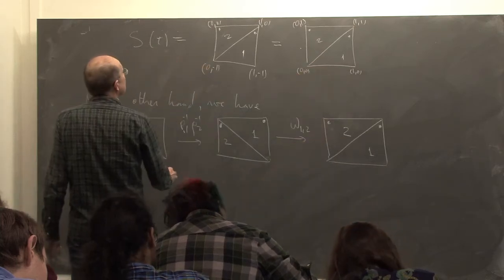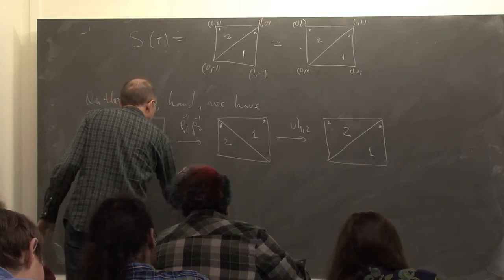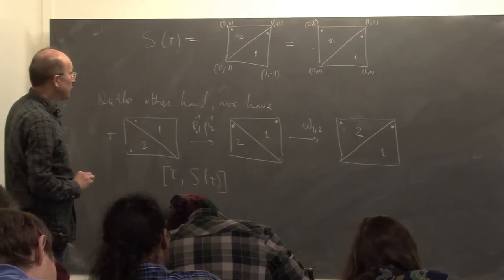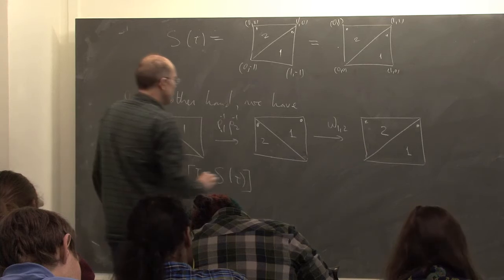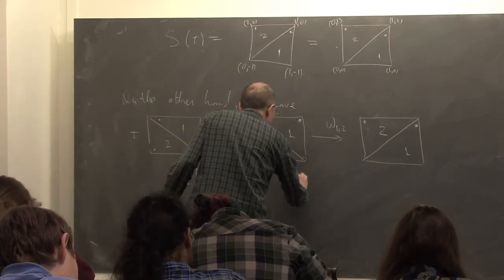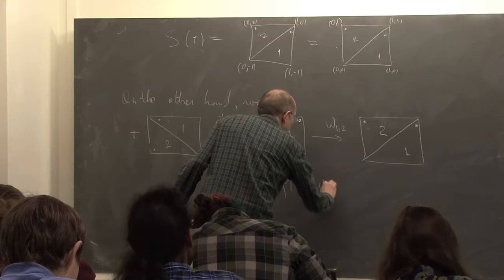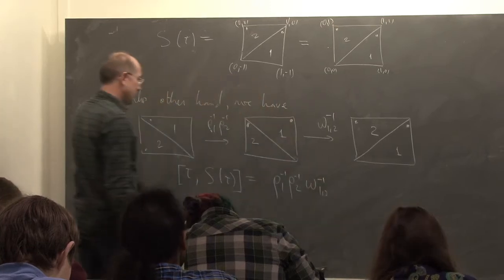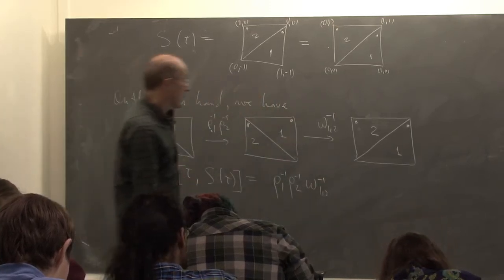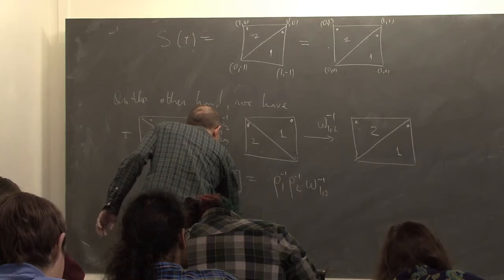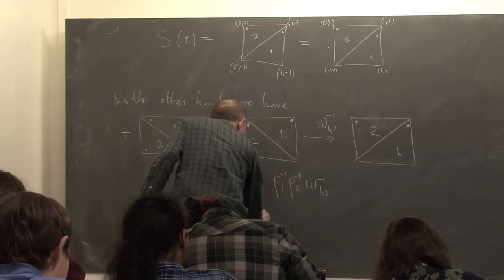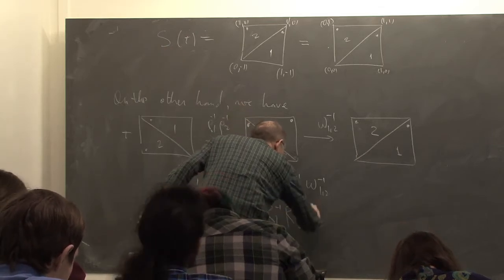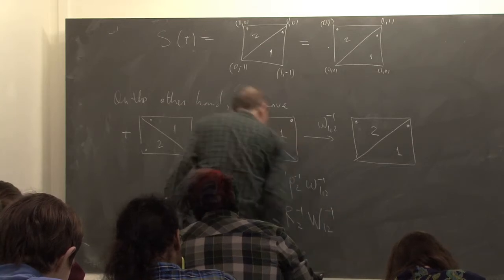So that means that tau, comma S of tau as an element of our groupoid is given by rho 1 inverse, rho 2 inverse, omega 1, 2 inverse, sorry, here inverse. Here we are. And as a result, f of S is given by R1 inverse, R2 inverse, W12 inverse.